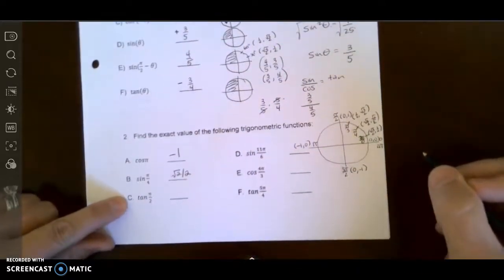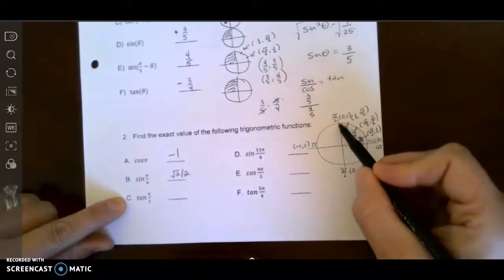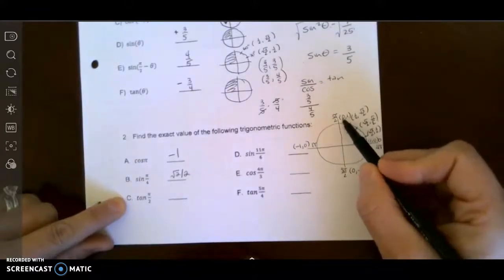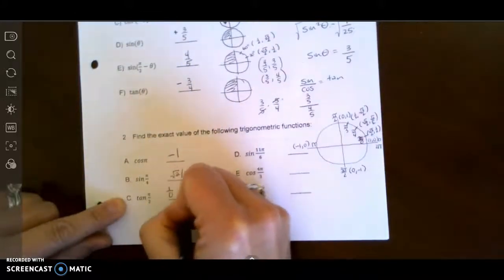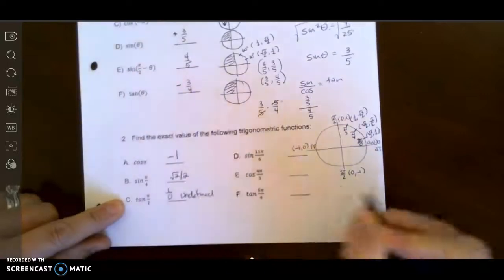Tangent of pi over 2. Pi over 2 is right up here. Tangent is sine over cosine, so that would be 1 divided by 0, so that's undefined because you can't divide by 0.